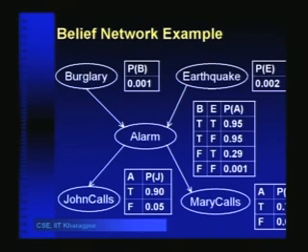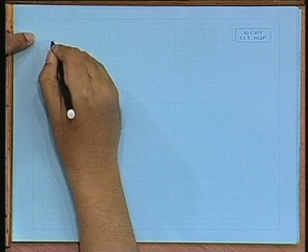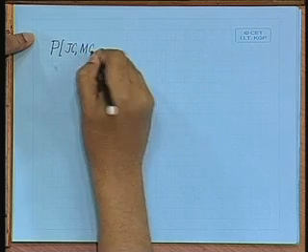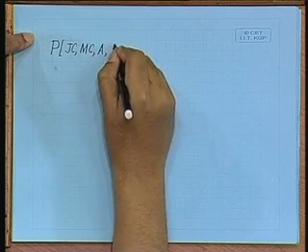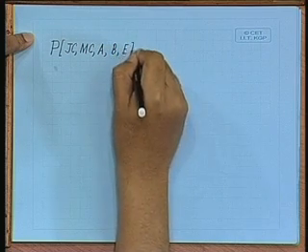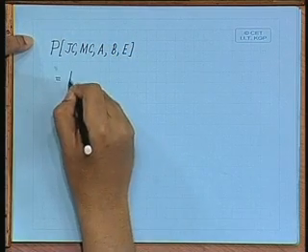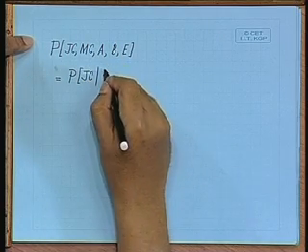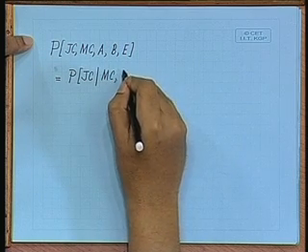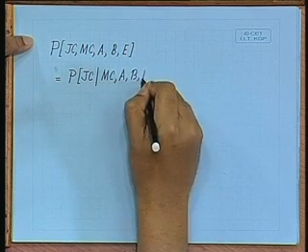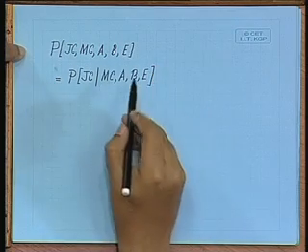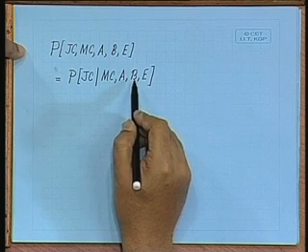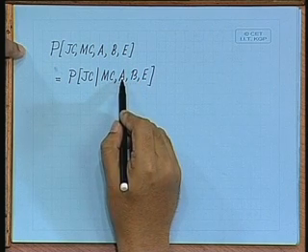So, effectively what we are doing is we are starting with probability of John calls, Mary calls, alarm, burglary, earthquake, and then rewriting this as probability of John calls given Mary calls, alarm, burglary, earthquake. Now, if you are given alarm, then all these others are irrelevant, because John calls will depend only on the alarm.